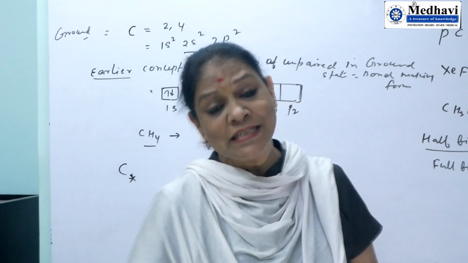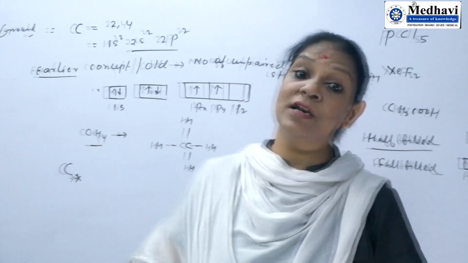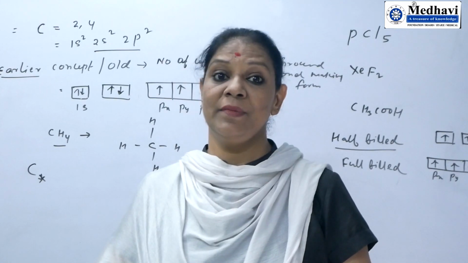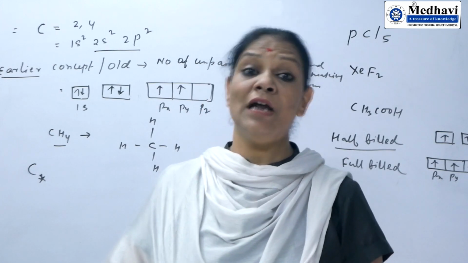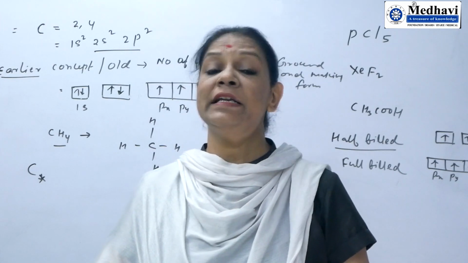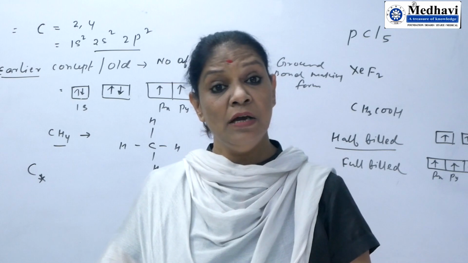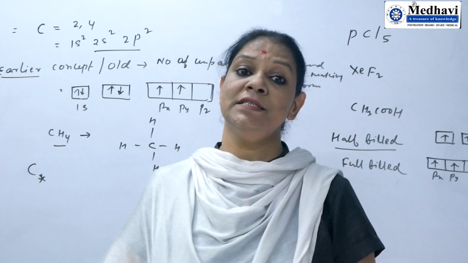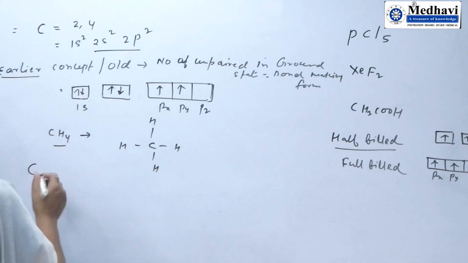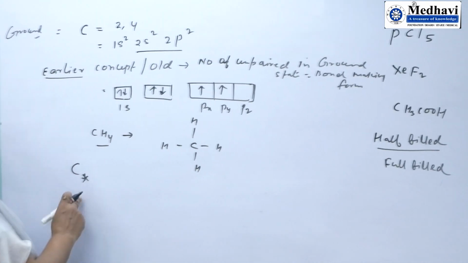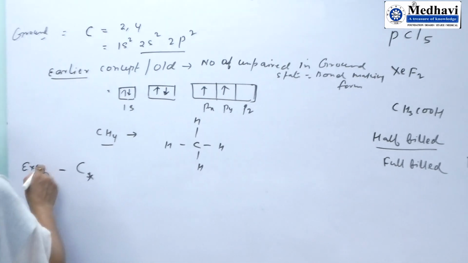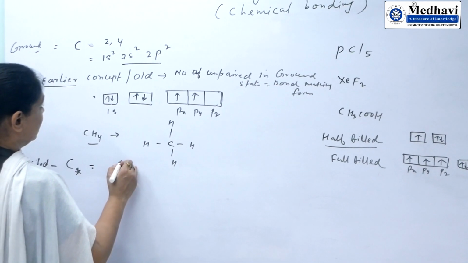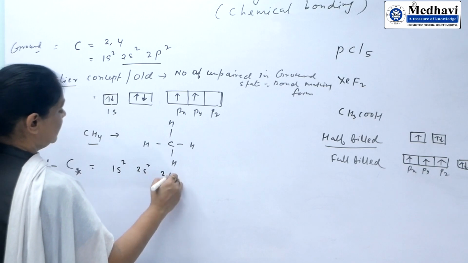In the excited state, the number of unpaired electrons is equal to the total number of bonds formed by that element. What is the difference between ground state and excited state? In the normal form, when an element is present, it is in the ground state. But when some energy is given to it, that is called the excited state. So when energy is supplied to carbon, I have used a star mark here to show the excited state. When some energy has been supplied, this is the configuration of carbon.